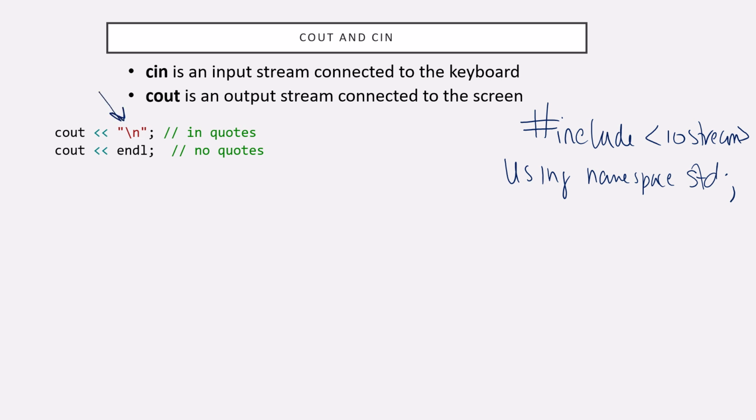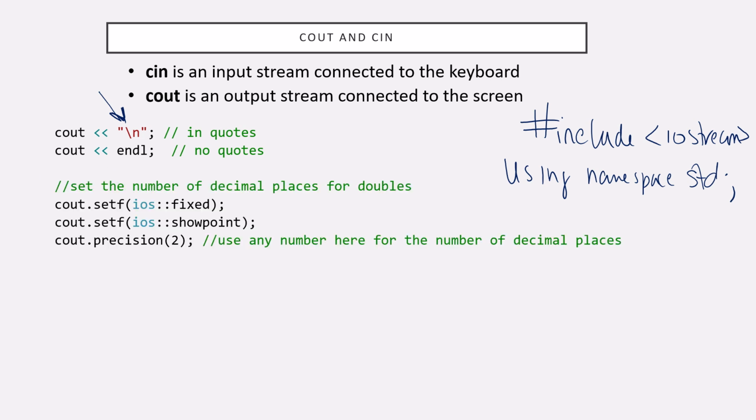All right, so cout, we've already been over this, but there are two ways to move to the next line. Inside of your string, you can put the \n, or you can put an endl anytime, for end line. That will move it to the next line, but it does not go inside of a string.